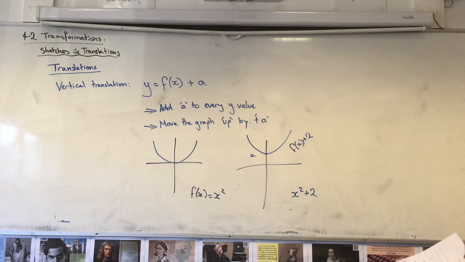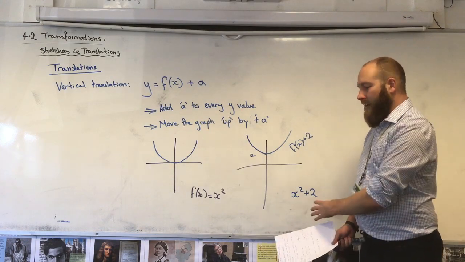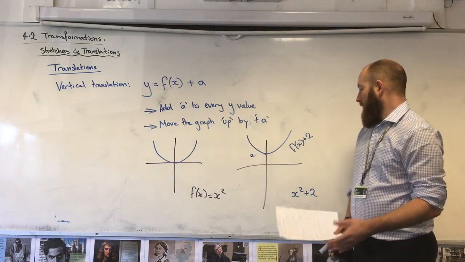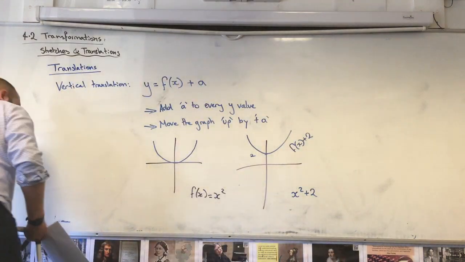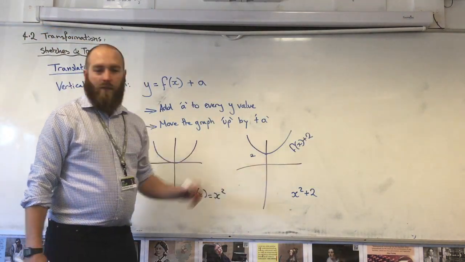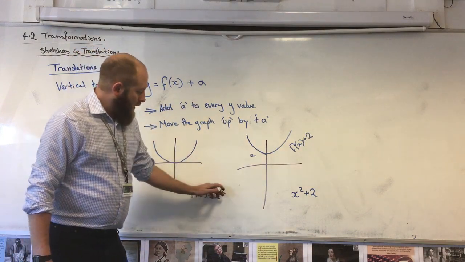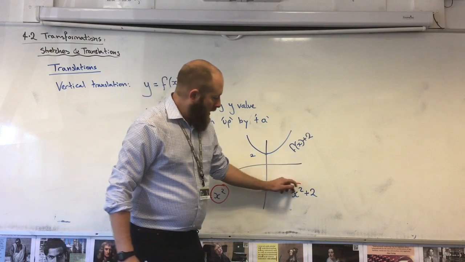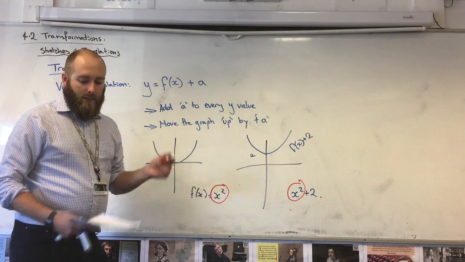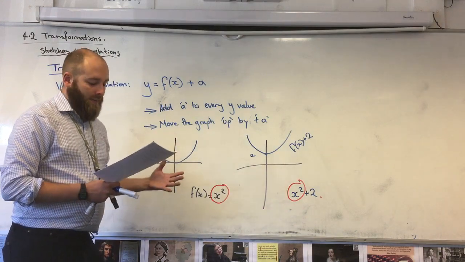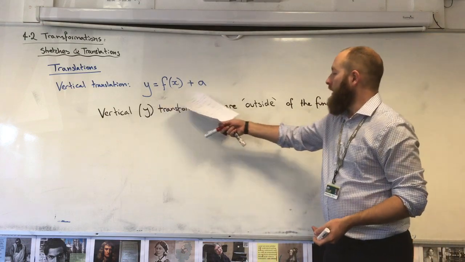Cool. Right, now, the way we tell if it's vertical or horizontal is if it's inside or outside the function. And the way to do that is to say, well, if you can see the original function and put a circle around it without affecting your transformation, it's outside the function and therefore it affects y. So there's our original function, there it is, plus 2. So plus 2 is outside the function, so we know it affects the vertical or the y-axis.